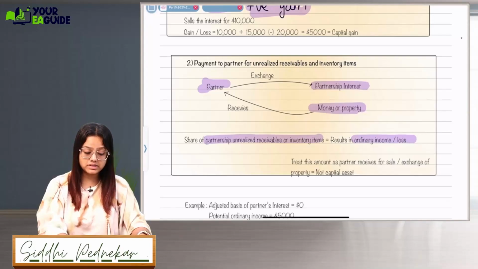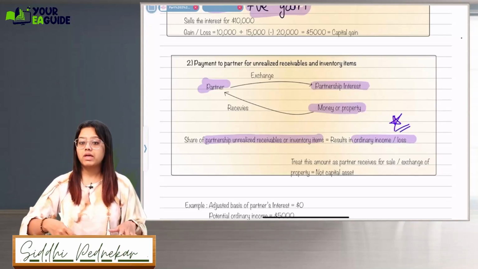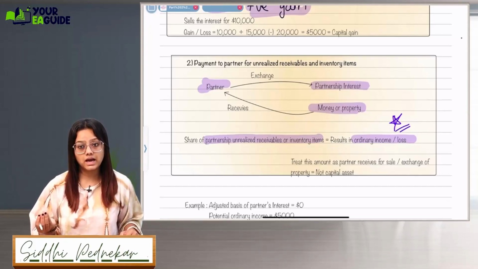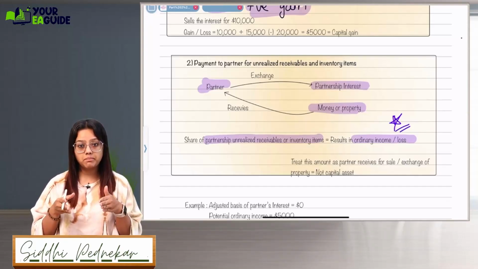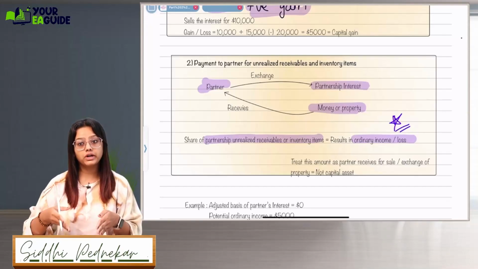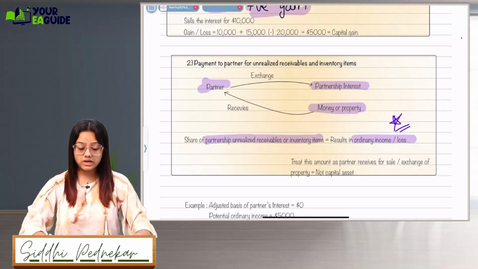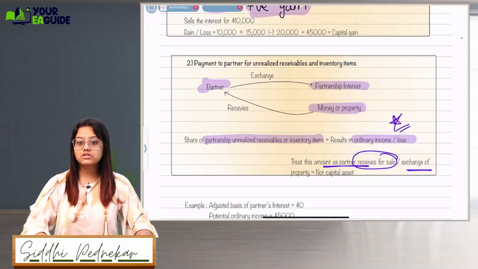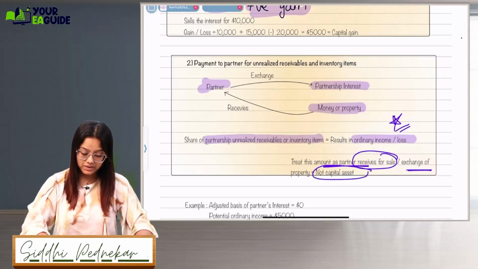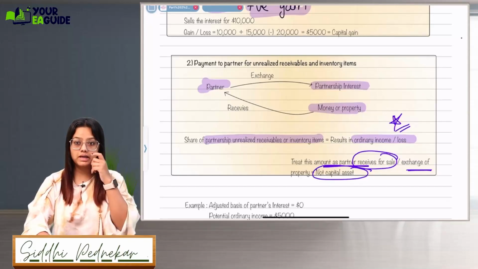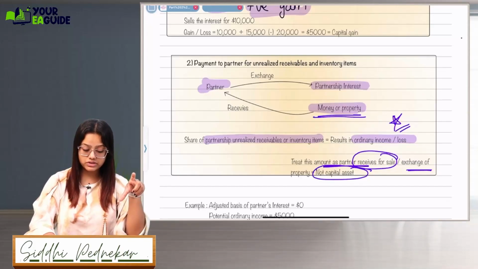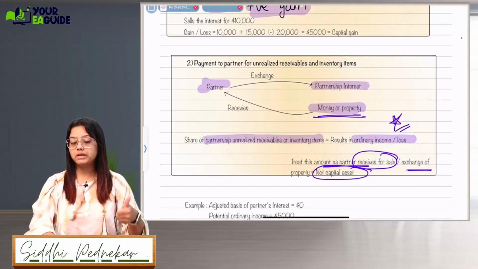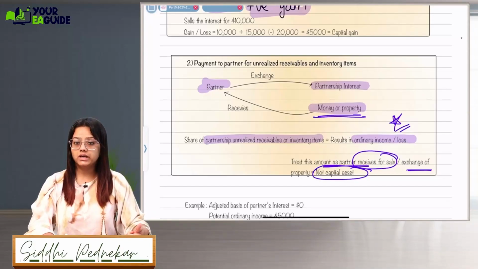Now remember this important thing: whenever you sell a partnership interest, if you receive money and property, only part of that money and property will be your ordinary income or loss. Treat this amount as the partner receiving it from a sale or exchange of property; there won't be any capital asset. For money and property you receive, if it's an unrealized receivable or inventory, up to that amount you will treat it as ordinary income.